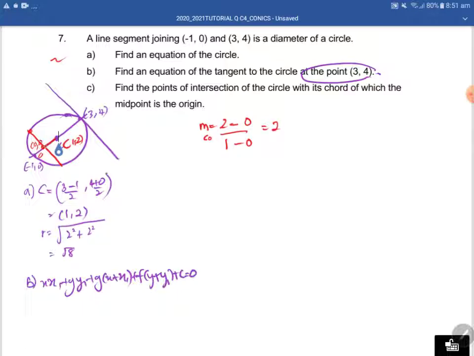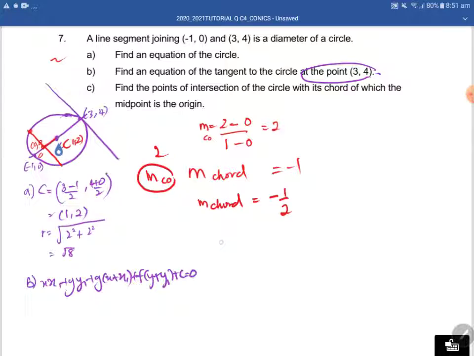Okay, so we can find the gradient of the chord because multiplying it with the gradient of CO is equal to -1, since the lines are perpendicular to each other. So what is the gradient of the chord? It will be -1/2 because the gradient of CO is equal to 2. So now we have the gradient of the chord.